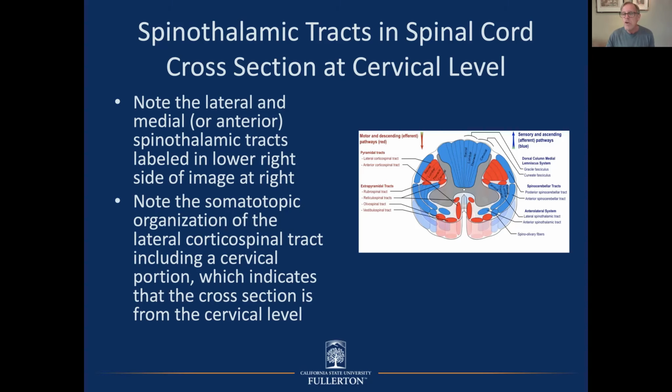So this shows you there are neurons that originated from the sacral level, the lumbar level, the thoracic level, and the cervical level. The fact that they put that cervical here in this particular figure tells us that this is a horizontal section through a spinal cord high in the cord. High in the cord. How do I know that?